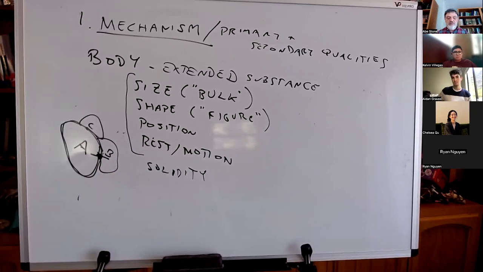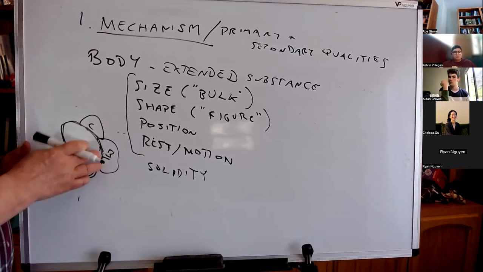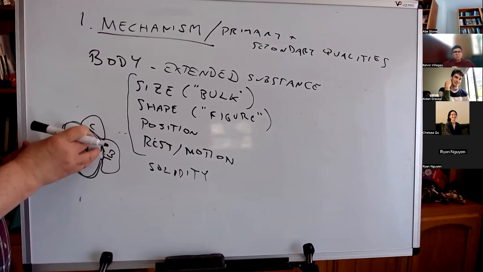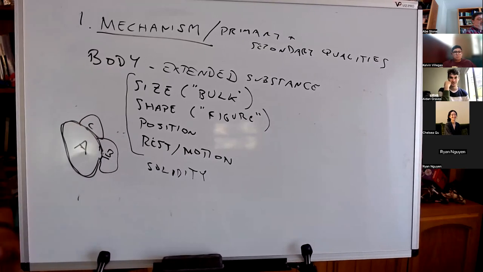And that power of resistance, Locke says it's absolute, right? Like, this is A's space. It's A's nature to take up this space. Nothing else can be in this space while A is there, period.